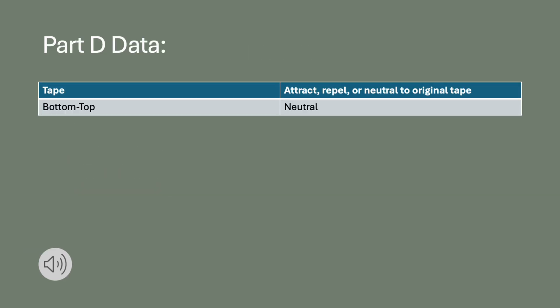Now, for the part D data, there's not much data to record, but what we did get was that the tape was bottom top, and whether it attracts, repels, or is neutral to the original tape, we got that it was neutral.